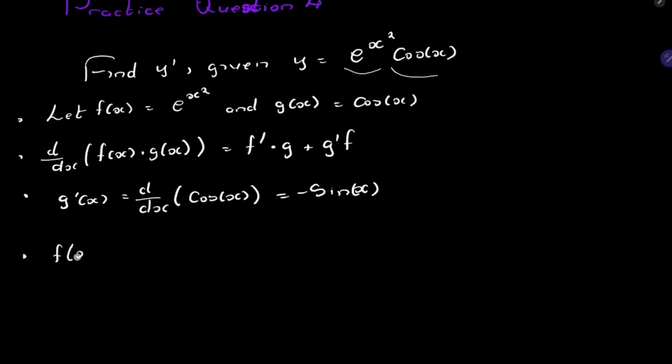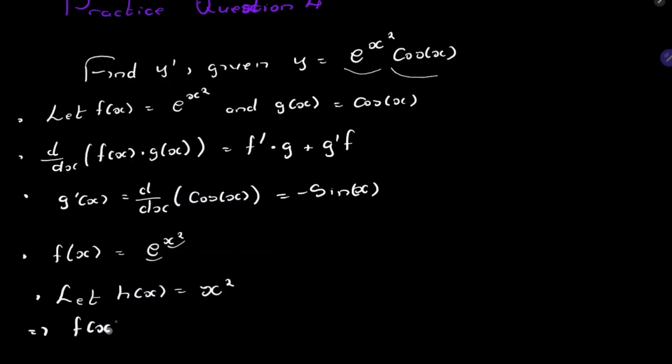f of x, first of all, is the function e to the x squared. We still notice that this is a function inside another function. That is a function of a function, not a product of two functions, with our inner function being x squared and our outer function being e to the power. So what do we do? We say let h of x be equal to x squared. This implies that f of x is equal to e to the h of x.